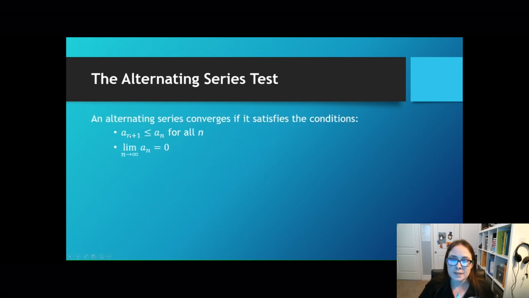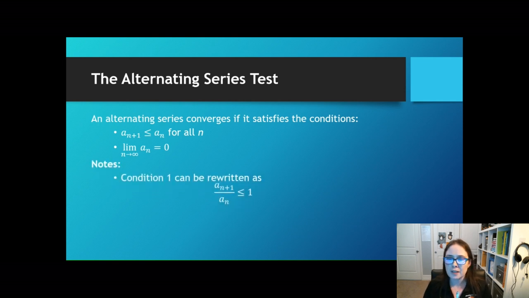And so one is that a_(n+1) has to be less than or equal to a_n, or the sequence is decreasing. Okay, that's one requirement. The other requirement is that the limit has to approach 0. If that's not happening, then it's not going to converge. And so when you're doing the alternating series test, you're going to check both of these things. I usually start with the limit. And then if they're both satisfied, then you can say that the series converges.